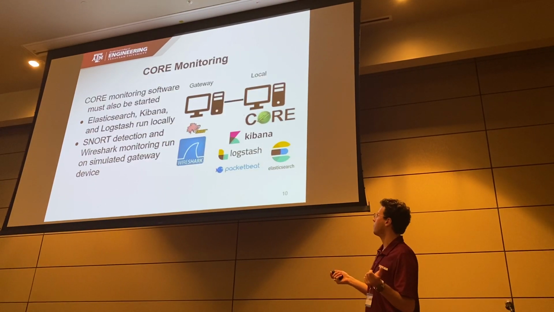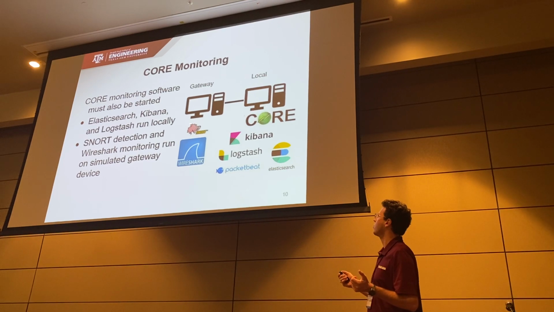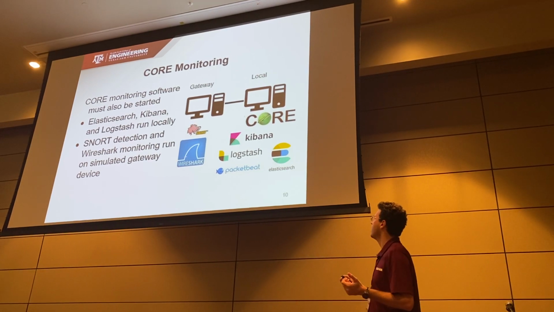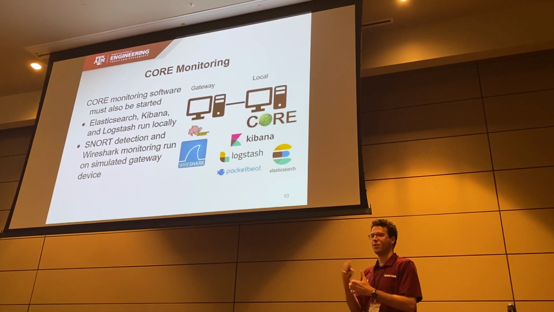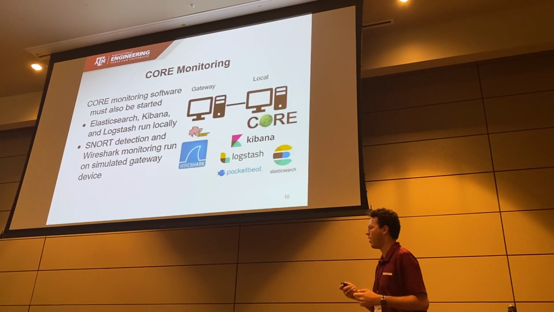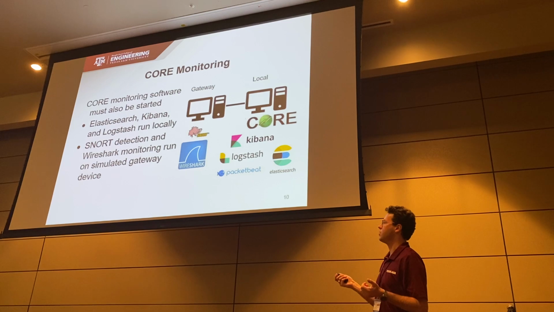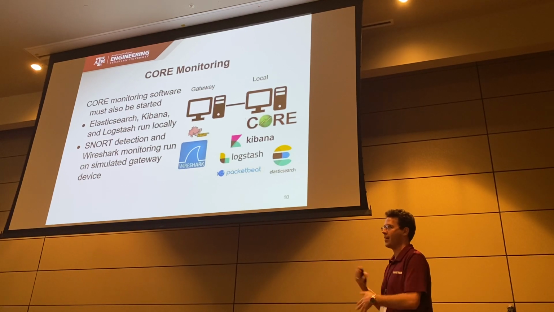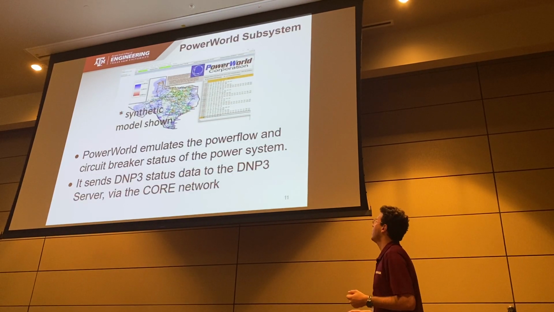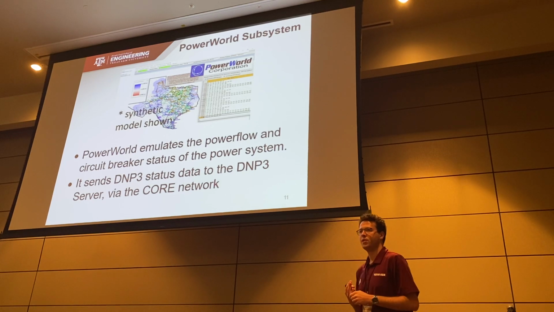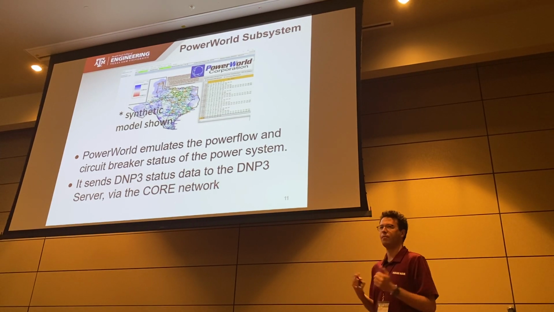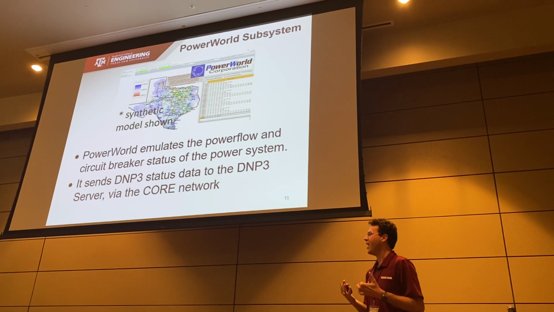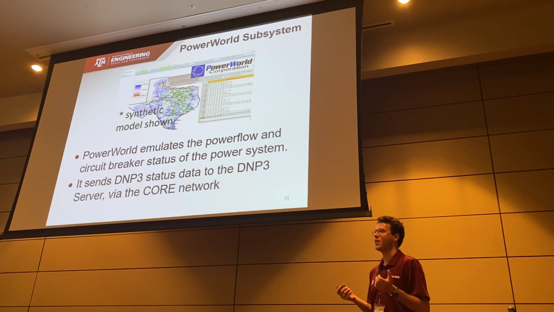We have monitoring to prevent this, but it boils down to Snort, which is an intrusion detection system, and Wireshark, which just lets us see general network data to see where things are flowing around and if they're off. And of course, all of these need to be started simultaneously as well, adding to the automation concerns. Next, we have our PowerWorld subsystem. We're using test cases, synthetic models of like Texas bus cases, to generate our DNP3 data, which is sent over our core network.